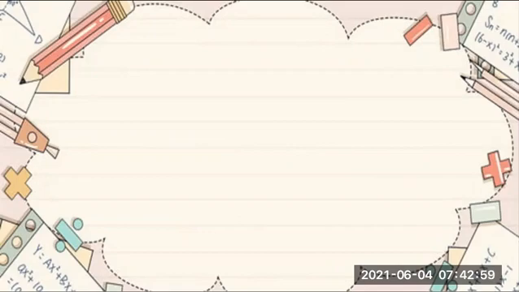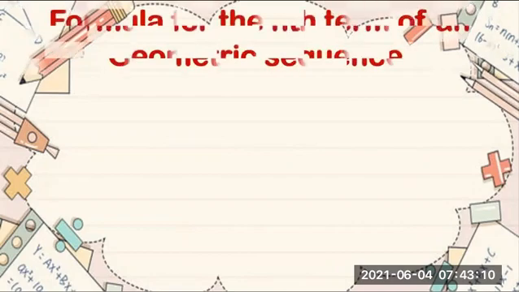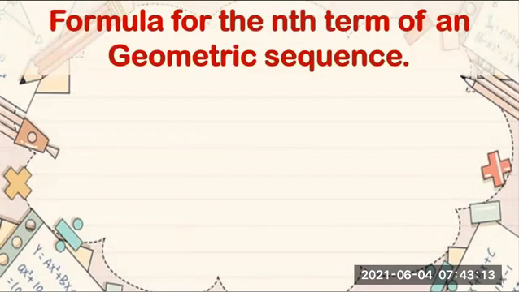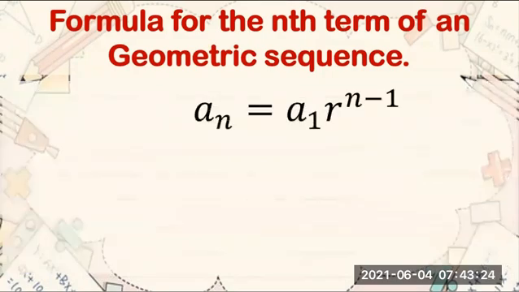So now that we are done with our arithmetic sequence, yung nth term ng arithmetic sequence, we will now be proceeding with the nth term of the geometric sequence. So kung may formula po si nth term ng arithmetic sequence, may formula din ng nth term ng ating geometric sequence. To find the nth term of a geometric sequence, the formula a sub n is equal to a sub 1 times r raised to n minus 1 is used.